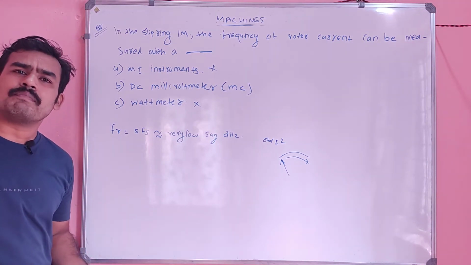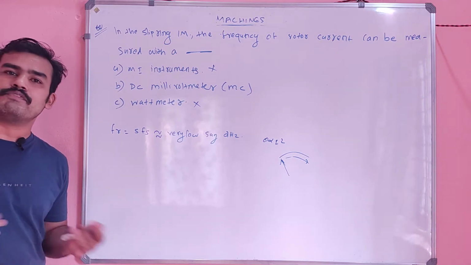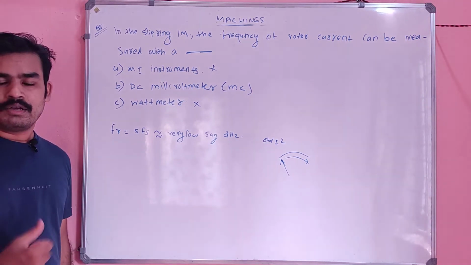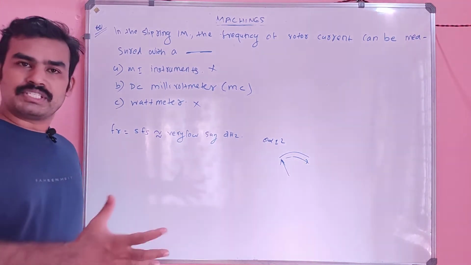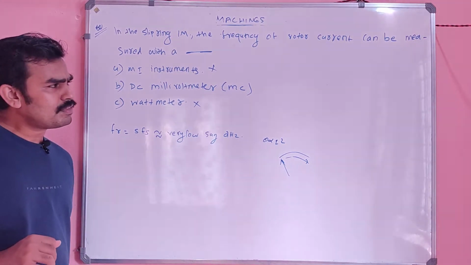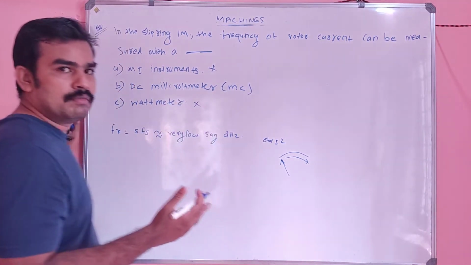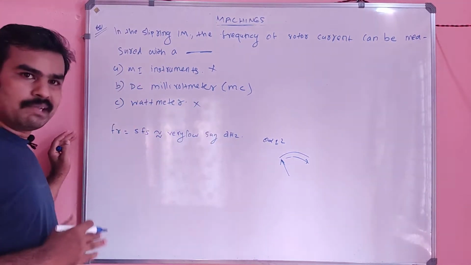Wattmeter is a device used to measure power, right? It measures voltage times current times cosine of the angle between voltage and current. It directly gives the value of average power, not instantaneous power. So a wattmeter cannot be used to measure the frequency.